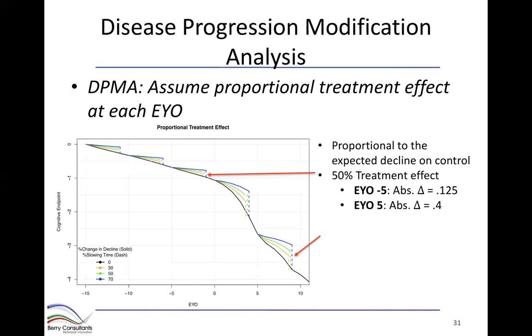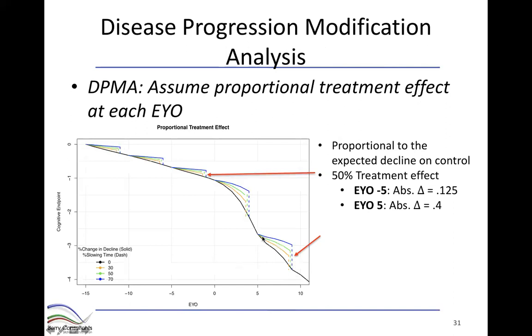This is not assuming that the magnitude of the difference between treatment and control will be the same at each time point, but that the proportion or the slowing will be the same. So if we enroll someone, say, all the way over here at -15, and they're not expected to decline much, then we don't expect the difference to be that large under a perfect cure versus natural progression.